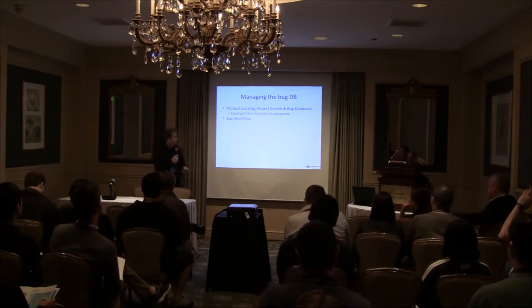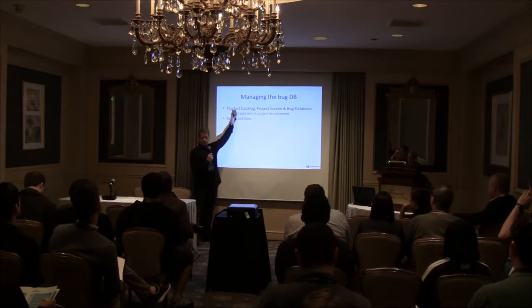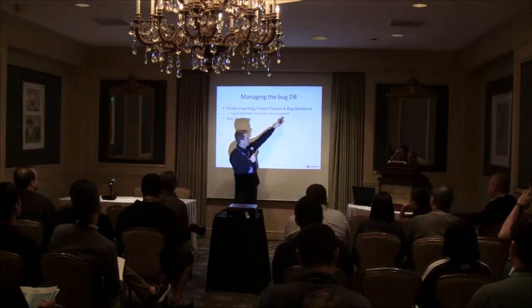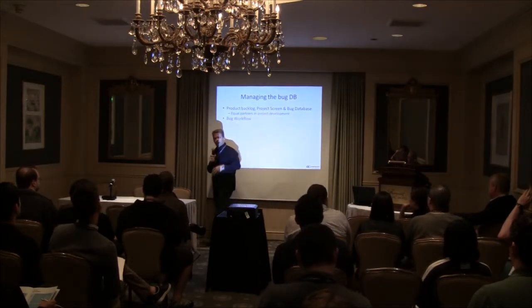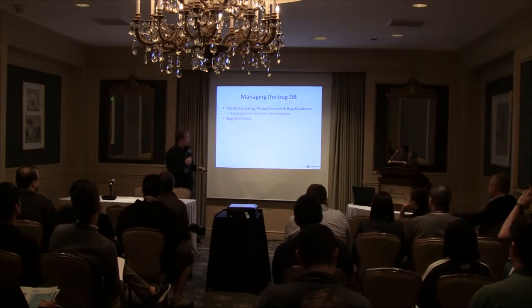So, equal partners in project development: the product backlog, project screen, and bug database. Product backlog, because that's where we have our big list of work. This is where we're working on everything, and this is where everybody's collecting all that information, all those bugs, defects, wherever it might be. So these are equal partners.